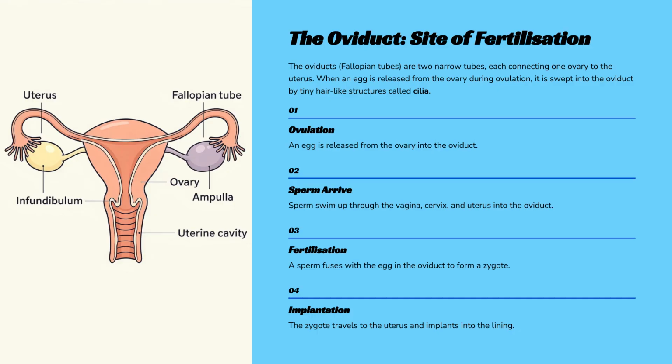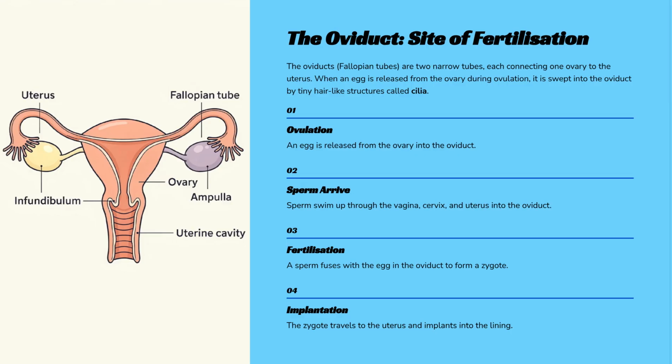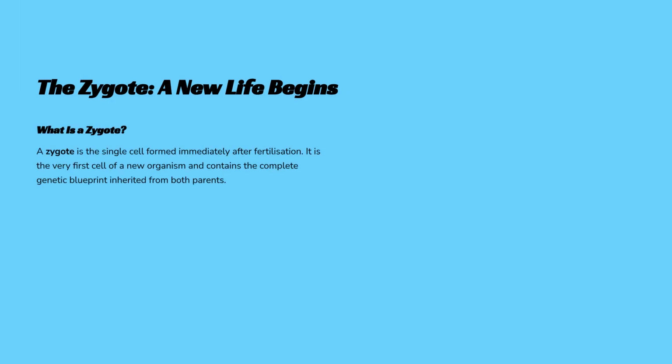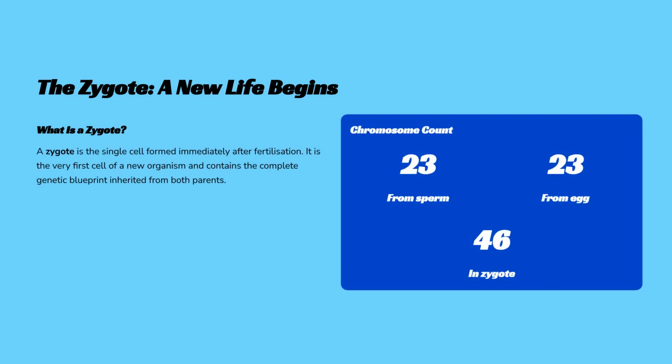Sperm then travel up the tract to reach the oviduct, where they meet the egg. Once they fuse, the resulting zygote journeys toward the uterus for implantation. The zygote is the very first cell of a new organism. It contains 46 chromosomes, half from the sperm and half from the egg.